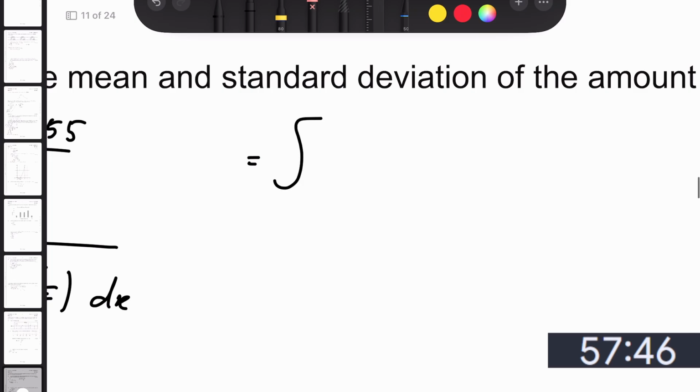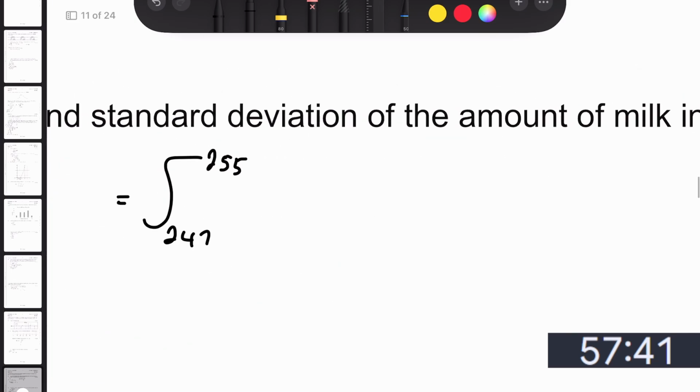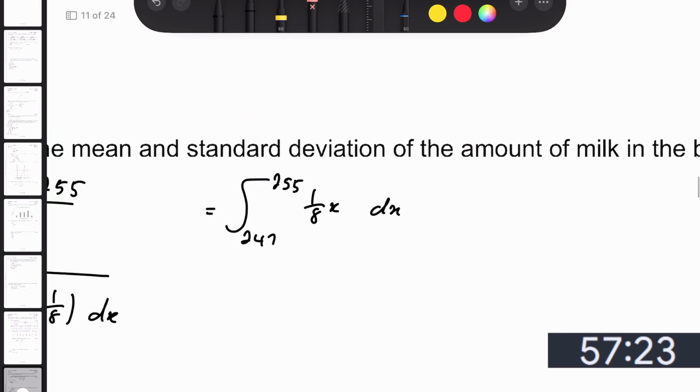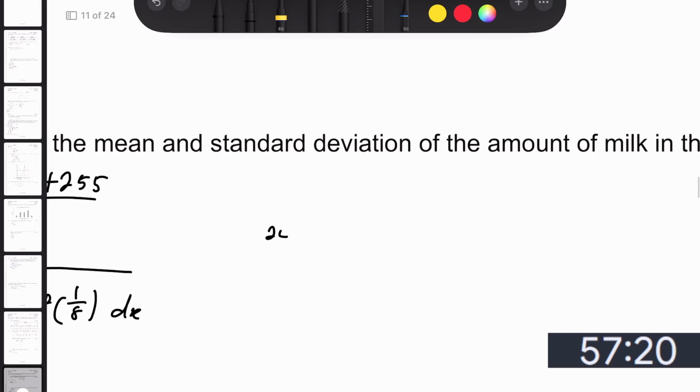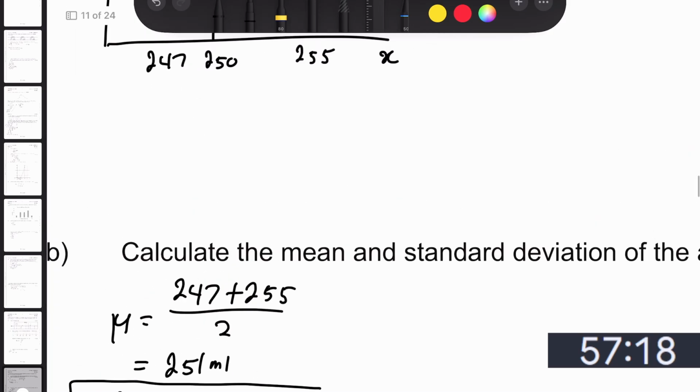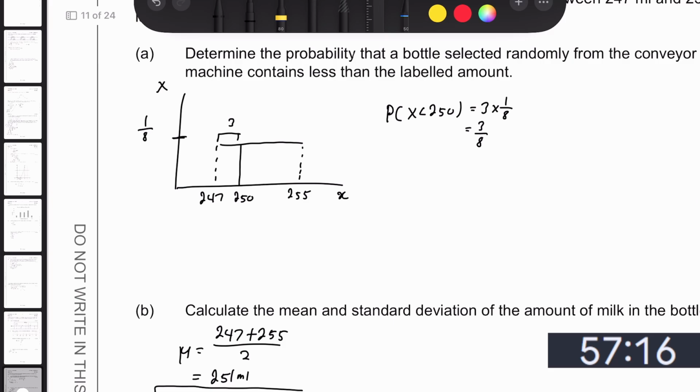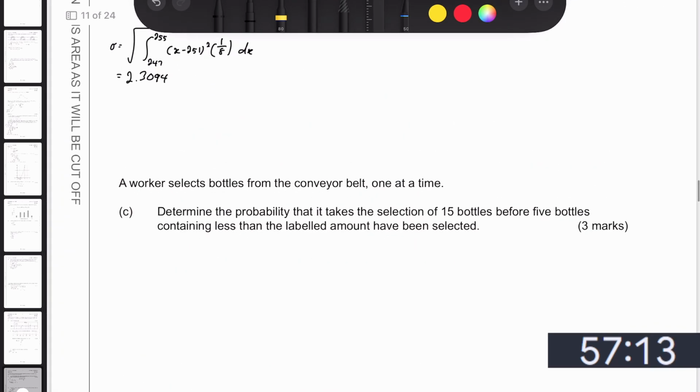So mean would equal the integral from 247 of 1 on 8 x dx. Wow, that is a horrid integral. So let me just pull this here. I'm just doing this on my CAS right now. 1 on 8 x dx. Yeah, 251. Okay, that's all good. But since this is just a uniform distribution, I can just take the center point, because all of them have the same probability.